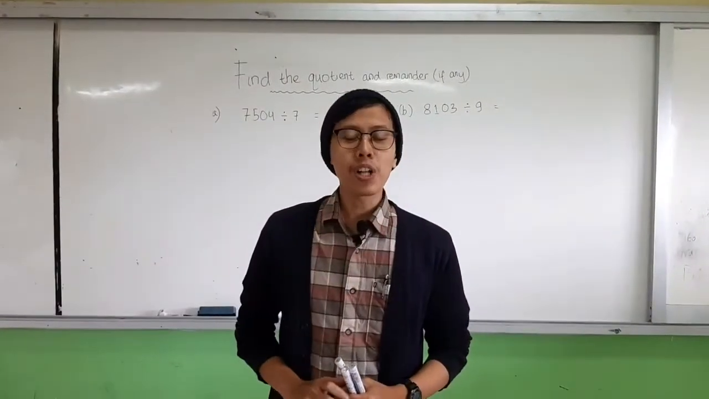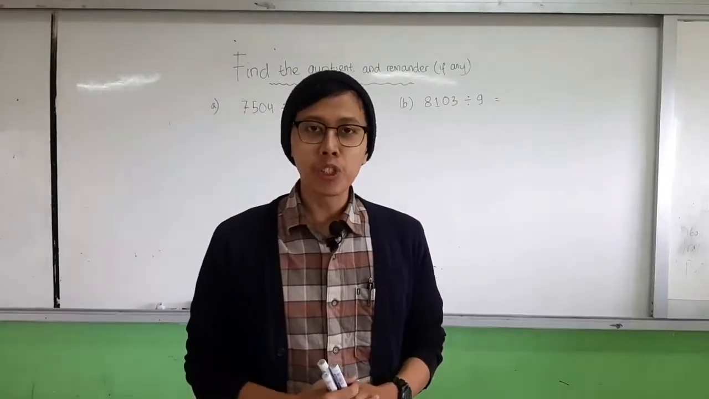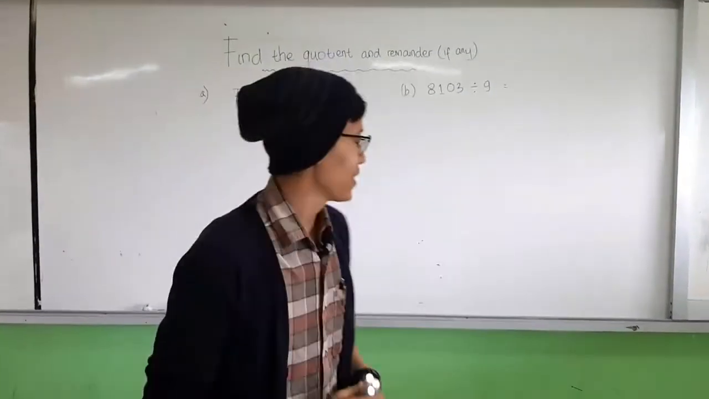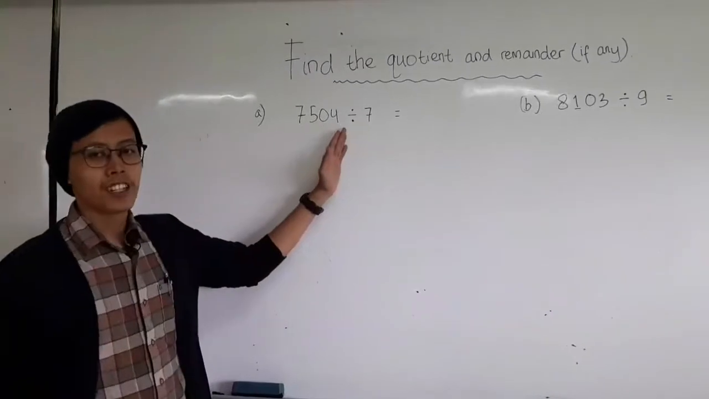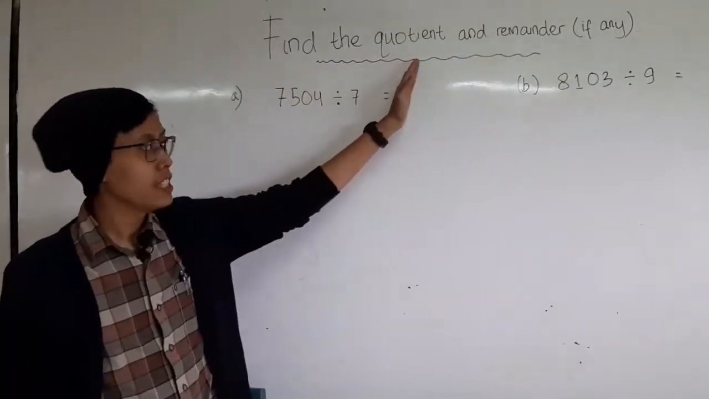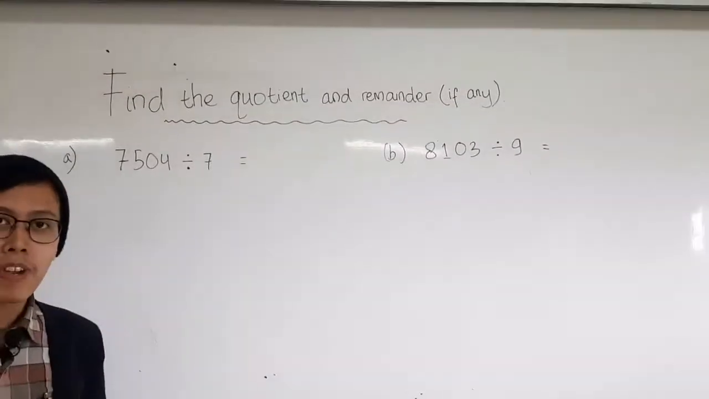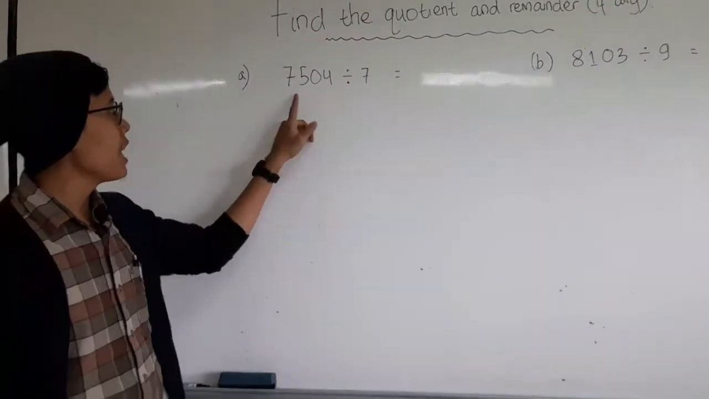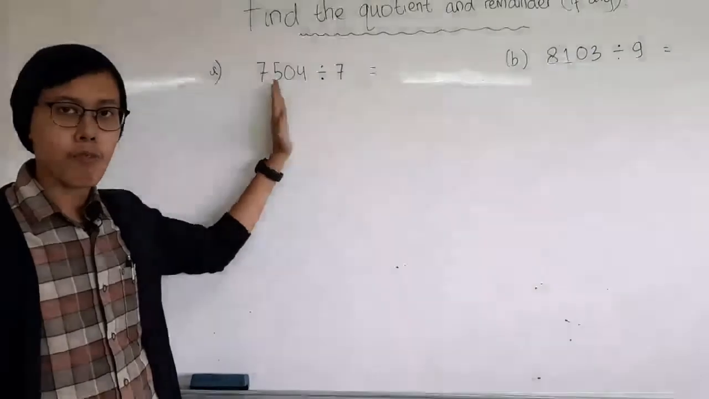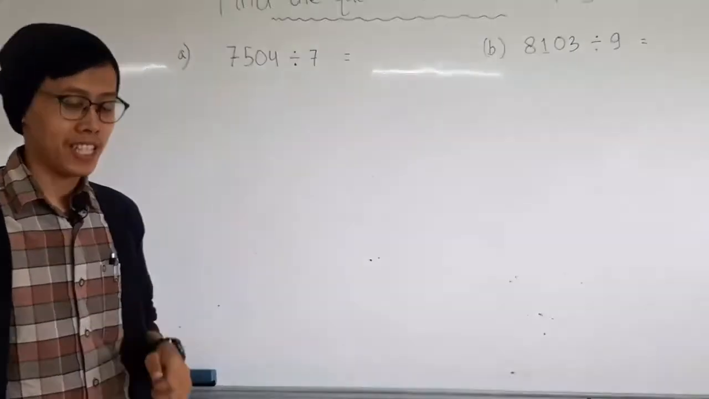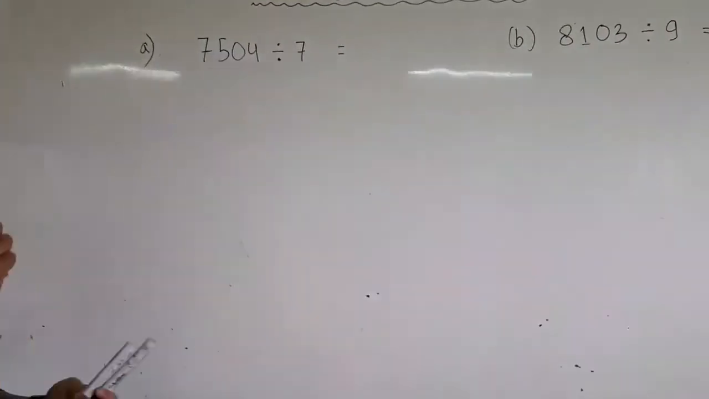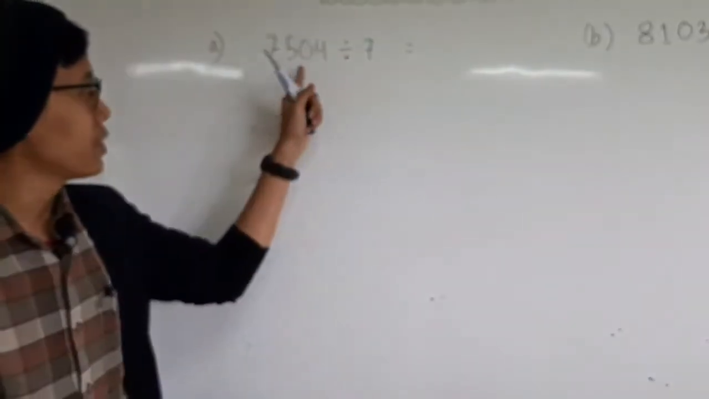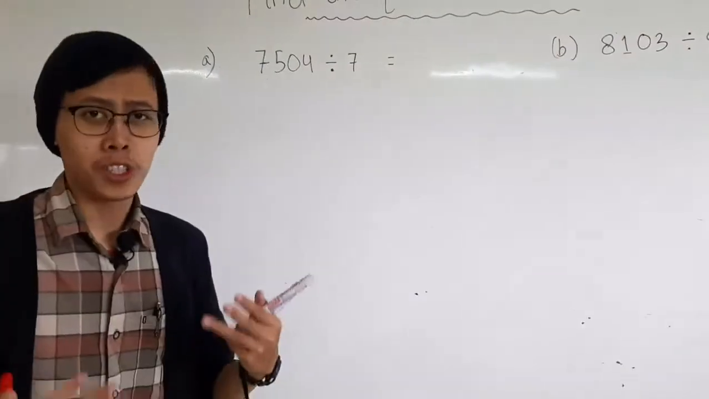Okay, hi, welcome back. So right now I'm going to solve some problems regarding division. Let's check it out. Here, we need to find the quotient and remainder if any. Okay? And then, the first problem is we have 7,504 divided by 7. Now let's do the long division method because the repeated subtraction, if you want to do it, I think it takes a long time.